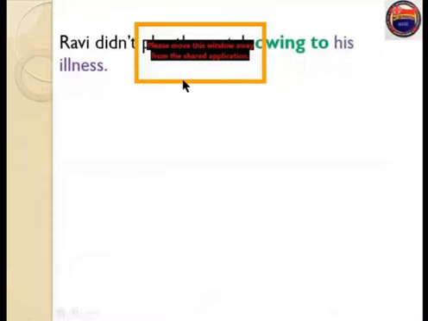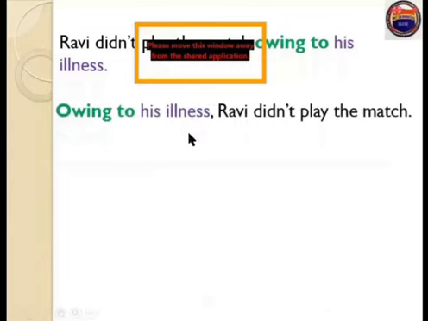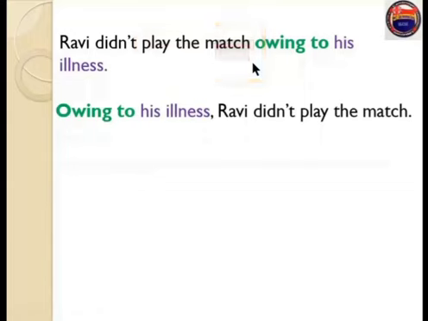Owing to. Ravi didn't play the match owing to his illness. Or you can start with owing to, you can say, owing to his illness, Ravi didn't play the match. Here, owing to is also followed by a noun, which is illness.